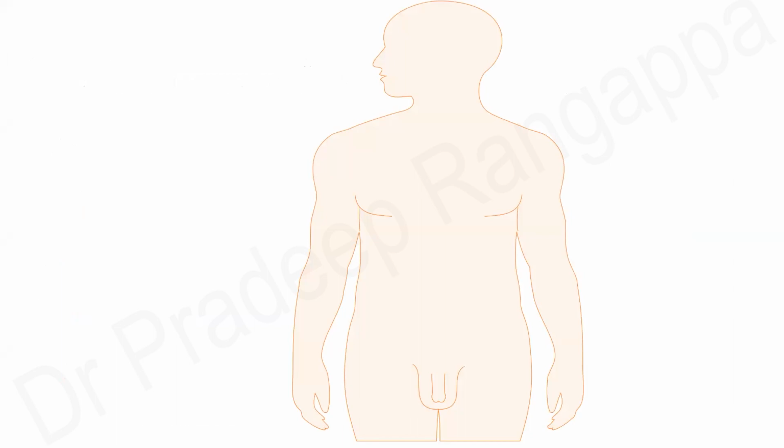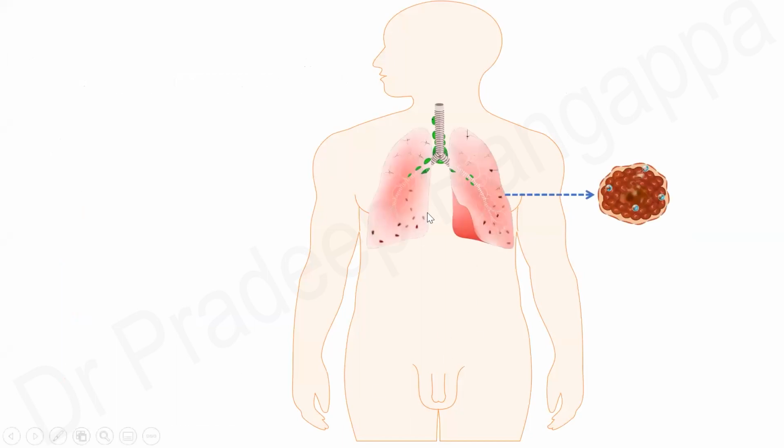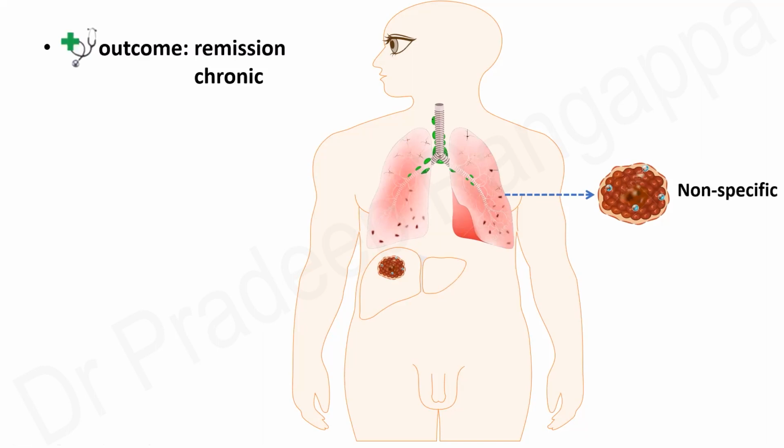Sarcoidosis is mainly a granulomatous disease, predominantly affecting the lungs. It is a systemic disease with multiple granuloma formation. The three important organs that are affected are lungs, eyes, and skin. These granulomas are non-caseating and non-specific to the disease, and can be present anywhere in the body, such as the liver or any structure. But as I said, the main three organs affected are lung, eyes, and skin.